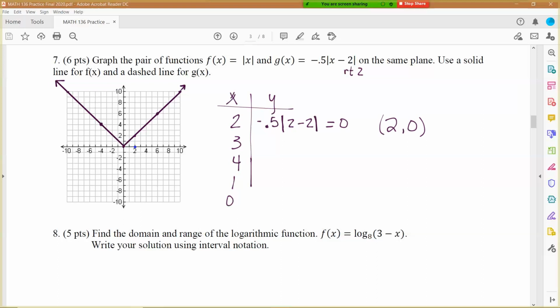Then I'm just going to pick another one. If I pick another one off my list, it's still -0.5 times the absolute value. In this case, 3 minus 2. So you've got to do the absolute value before you can use your calculator. Multiply. 3 minus 2 is 1. What's the absolute value of 1? 1. What's 1 times -0.5? -0.5. So that gives us the ordered pair 3, -0.5. Well, 0.5 is 1/2, so I can go to 3, -1/2.